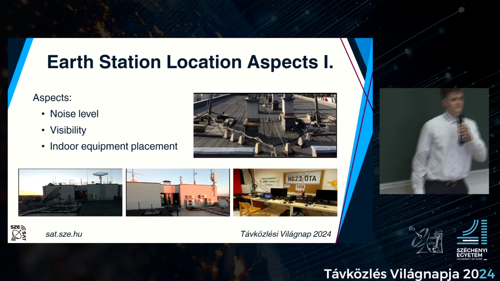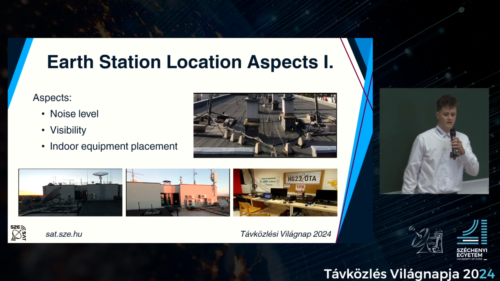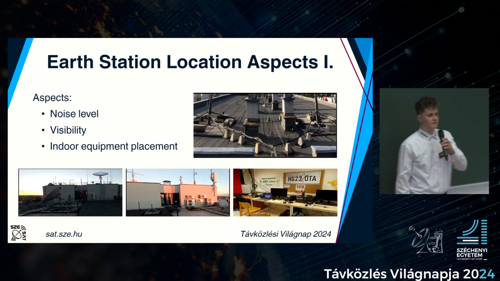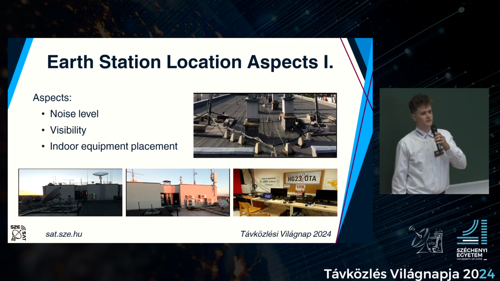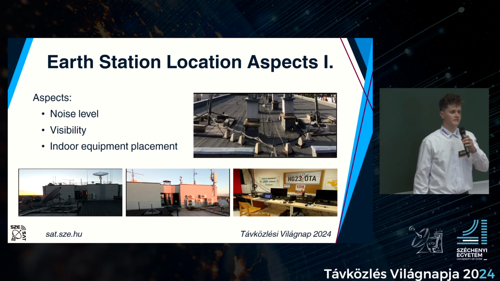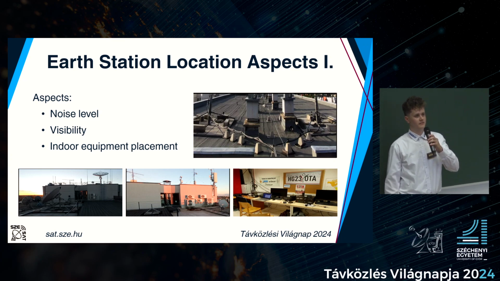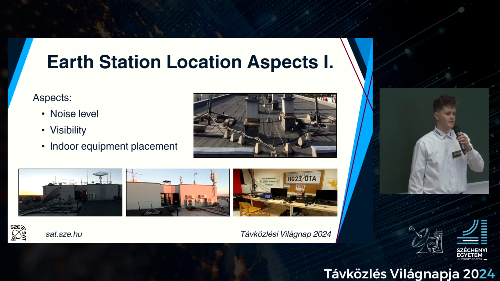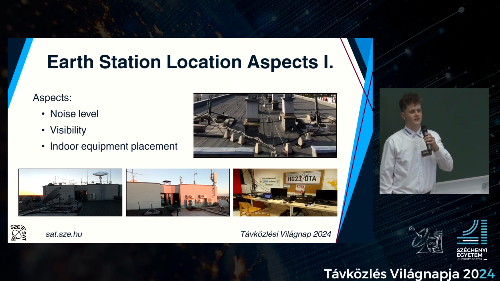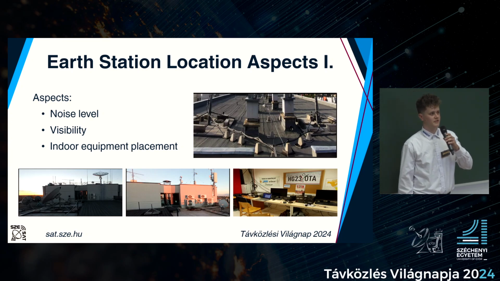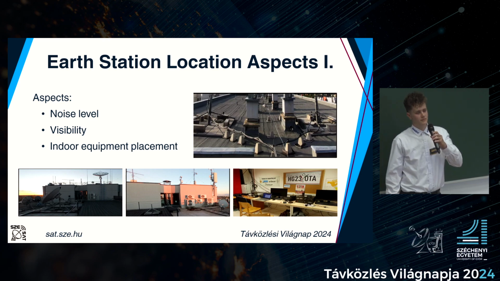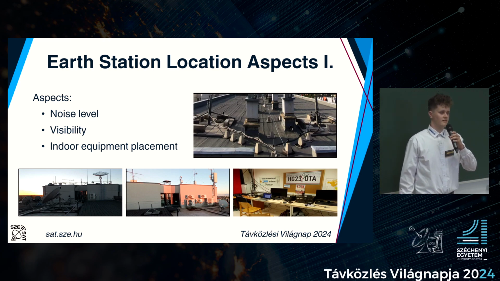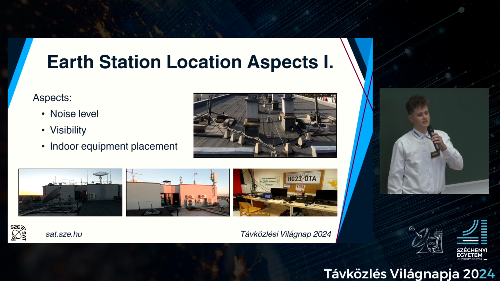There are multiple aspects to choose the right location: the noise level, visibility, and indoor equipment placement. We could have chosen from two options. One was the top of the radio club, and the other was the roof of the building. The top of the radio club was chosen because it has much lower noise levels, and this way better quality radio calls can be made.